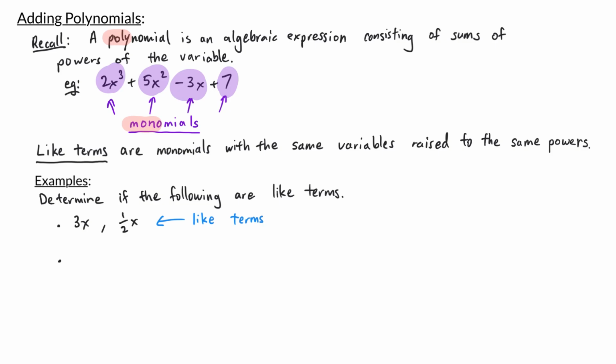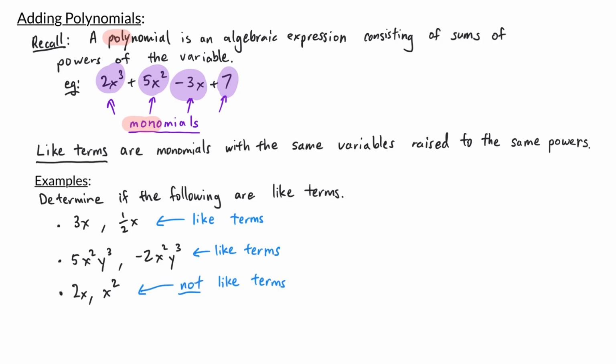For our next example, let's say we have 5x squared y cubed and negative 2x squared y cubed. Again, these monomials are like terms because they both have variables x and y, and in both of these terms, x is raised to the second power and y is raised to the third power. In our next example, let's consider the monomials 2x and x squared. These two monomials are not like terms. They both have the variable x, but in the first monomial, x is raised to the first power, and in our second monomial, x is raised to the second power. So since they have different powers, they are not like terms.